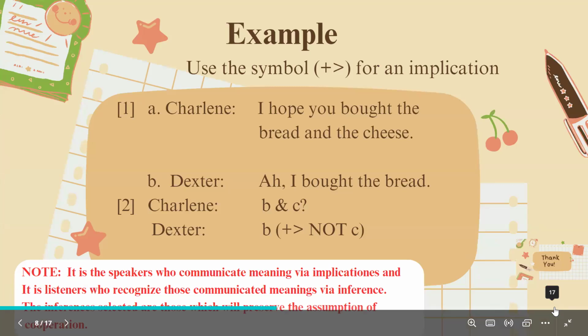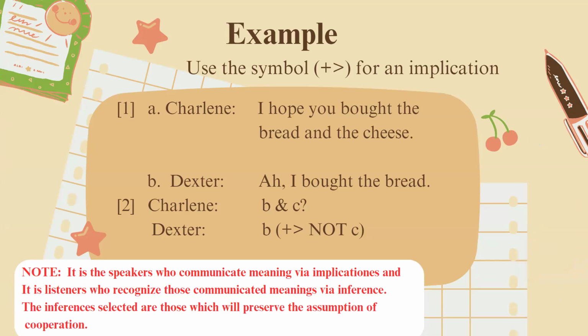For example, a simple conversational implicature. The first speaker says, I hope you bought the bread and the eggs. The other replies, oh, I bought the bread. Note, it is a speaker who communicates meaning via implicatures, and it is listeners who recognize the communicated meaning via inference. The inferences selected are those which will preserve the assumption of cooperation.